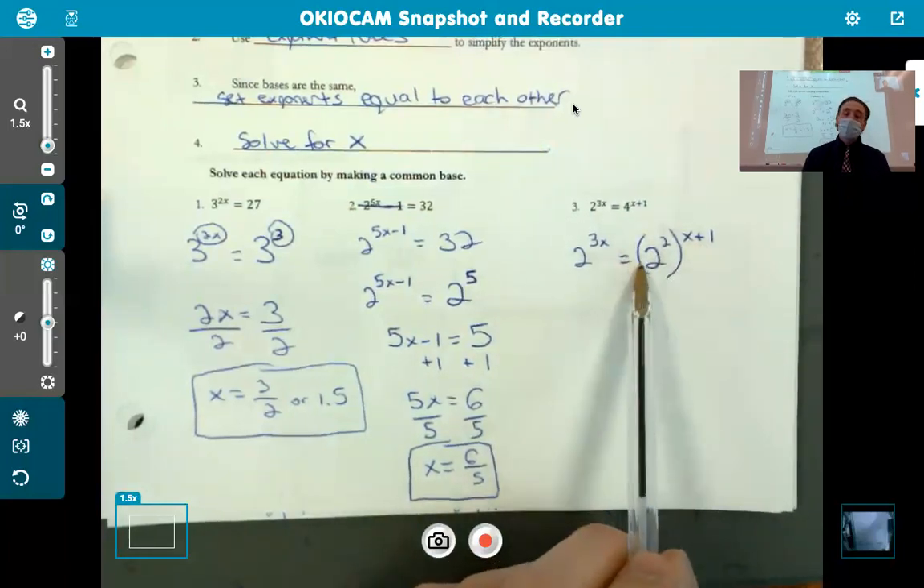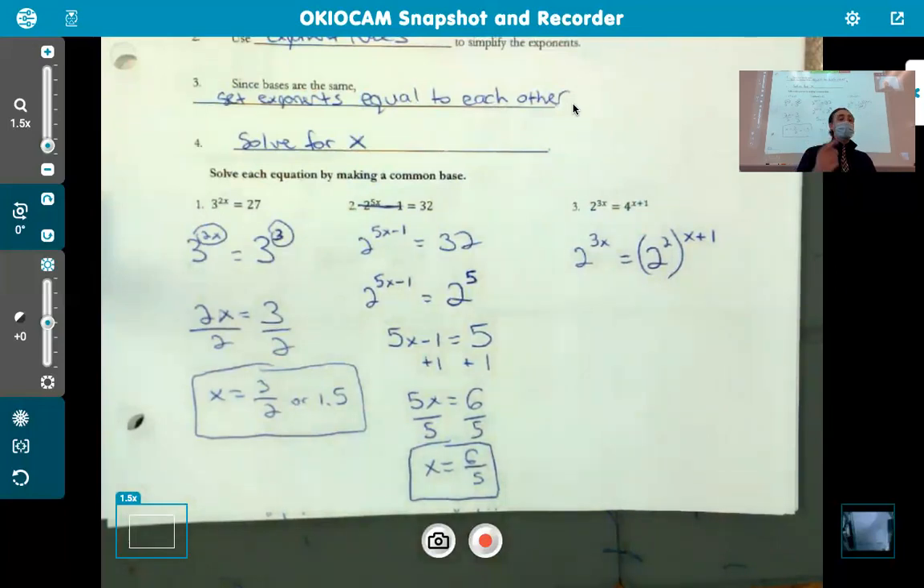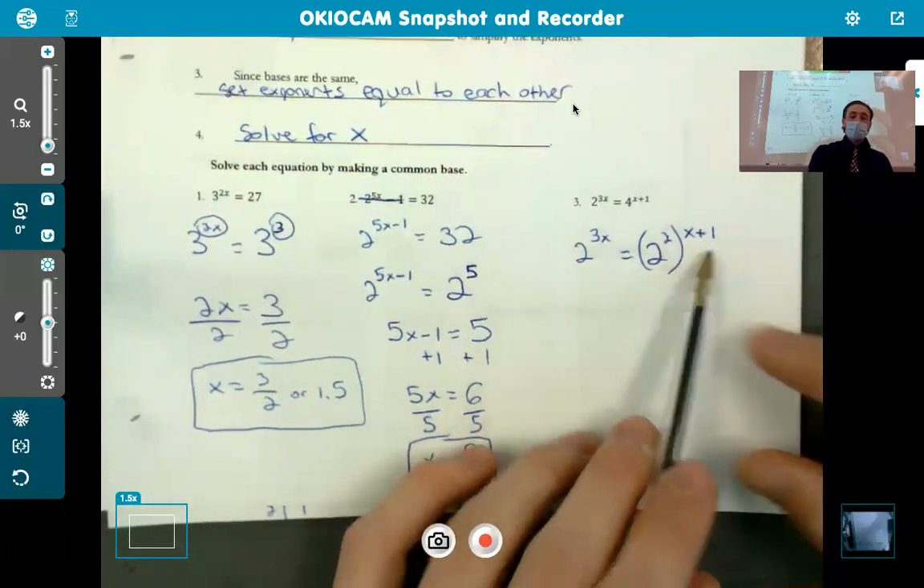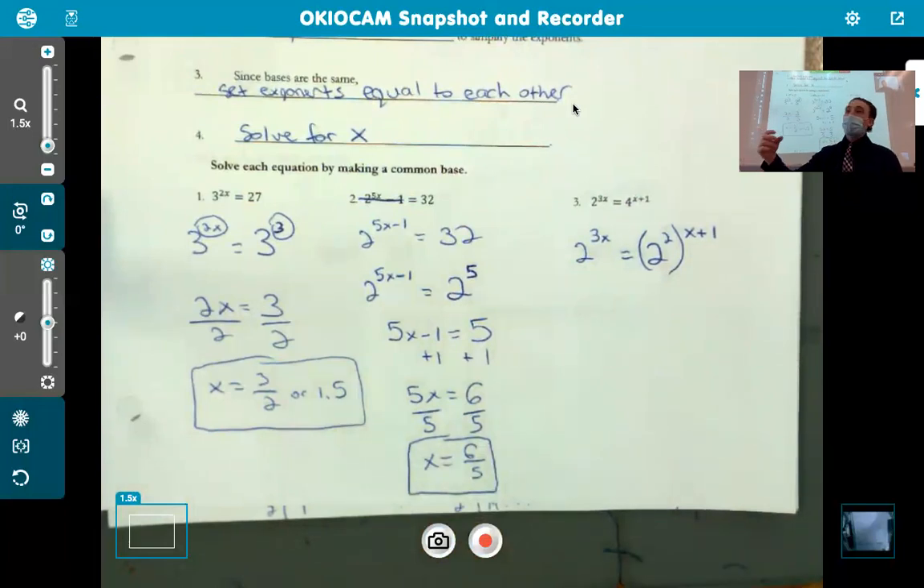So that's why I included my parentheses. When you're changing the base, sometimes it's helpful to organize your work in a way that you just change the base, keep that in parentheses, and if there's still an exponent, write that on the outside as well. You're still raising it to the x plus 1 power. Okay? Is everybody with me so far? Because this example is a little bit different than what we've seen before.